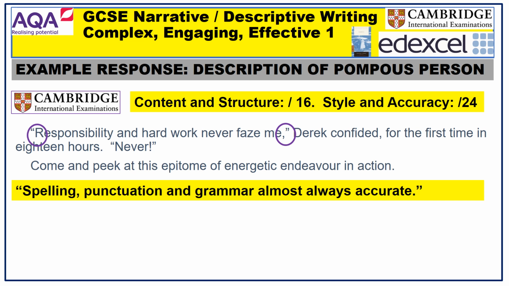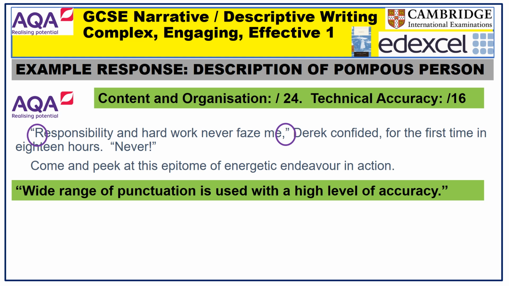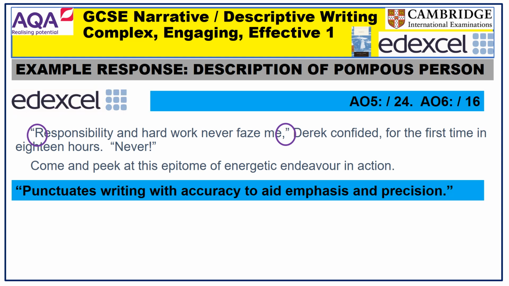Within the top band of the CIE's style and accuracy criteria, the requirement is that spelling, punctuation and grammar are almost always accurate. Similarly for AQA, they ask that a wide range of punctuation is used with a high level of accuracy. Edexcel punctuates writing with accuracy to aid emphasis and precision.